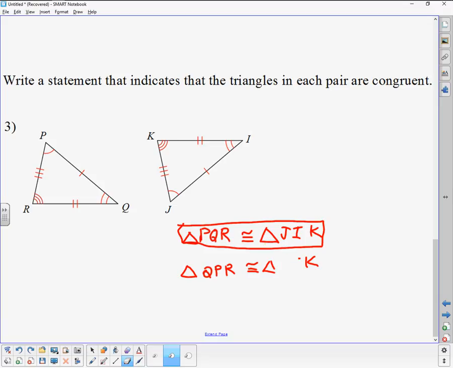So I messed up. This should be IJK. Now it doesn't matter the order you wrote them. My P right here corresponds to J. Q corresponds to I. And R corresponds to K. So the order doesn't matter. The thing that matters is they have to correspond to each other. It doesn't matter how you write them, as long as they correspond to each other.